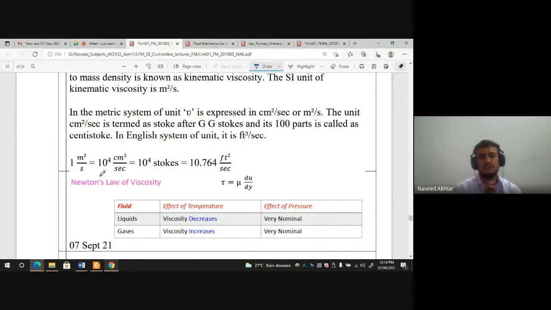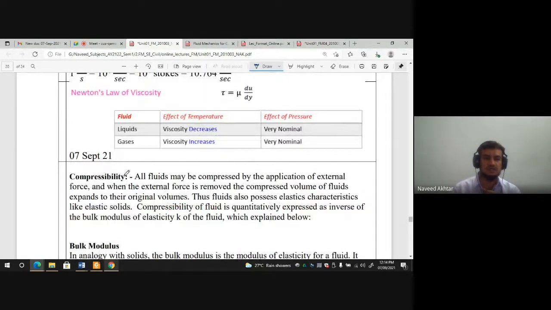So by the application of force, we can compress the fluid. We have seen in the previous class the properties of fluid, liquid or gases. So what is the effect of temperature? The effect of temperature on the liquid is that the viscosity decreases. And what is the effect of pressure? That is very nominal. Similarly, in gases viscosity increases if we increase the temperature, because the internal molecular friction forces increase if we heat the gases.